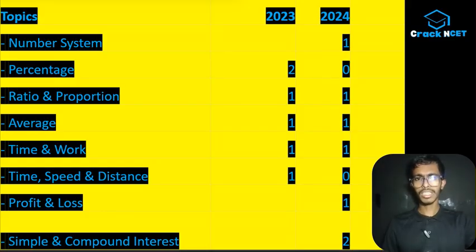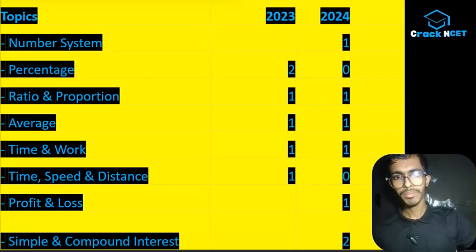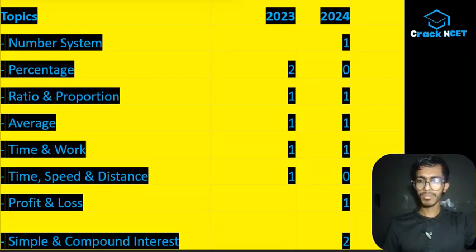So you can see it over here. From number system in the year 2024, which means the recent NCET exam, we had one question. Percentage: in 2023 we had 2 questions, and in 2024 we had 0 questions. Ratio and proportion, 1 question each from both years. Average, 1 question each. Time and work, 1 question each. Time, speed and distance: 1 question in 2023, and in 2024 we had 0 questions.